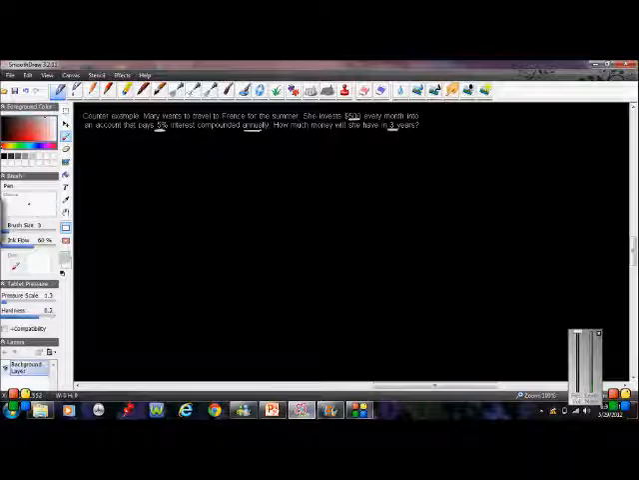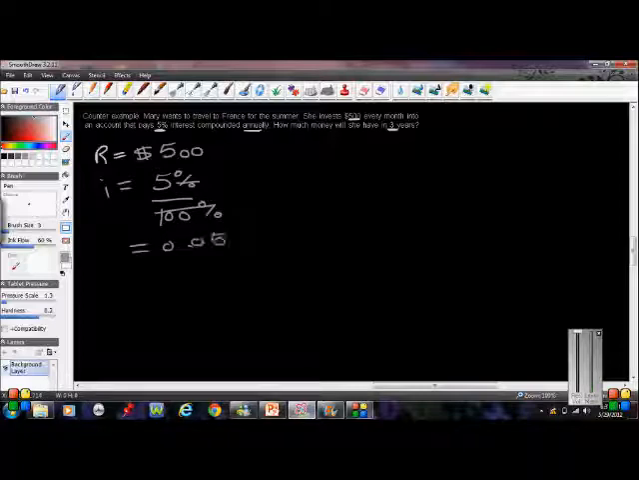So we have our key values. R is equal to $500. Let's put dollars as well. Next we have 5% compounded annually, so of course I is going to be equal to 5%. Like always, let's get rid of the percentage sign by dividing by 100, and what we get is 0.05. That's the number we'll be using. And finally, in 3 years, therefore her N is 3 as it's compounded annually.